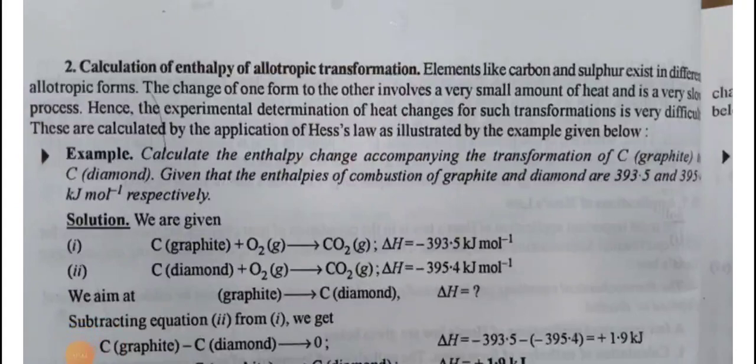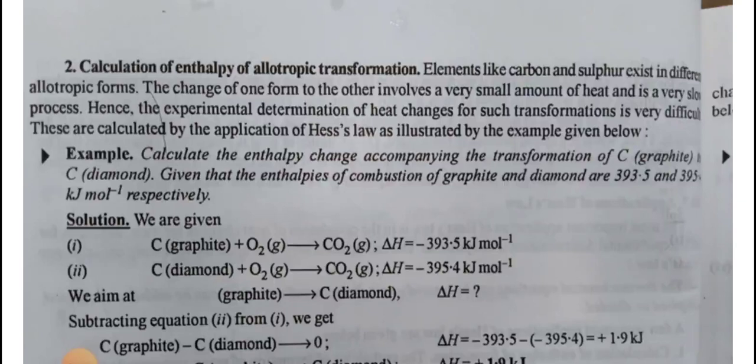Second, calculation of enthalpy of allotropic transformations. Elements like carbon and sulfur exist in different allotropic forms. The change of one form to the other involves a very small amount of heat and is a very slow process. Hence, the experimental determination of heat changes for the transformation is very difficult. These are calculated by the application of Hess's law as illustrated by the example given below.